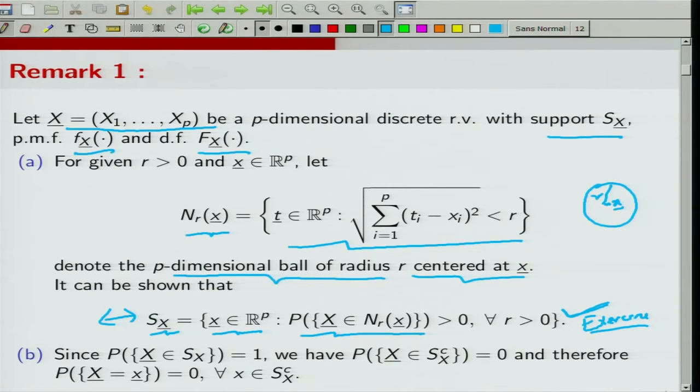Now, since probability X belonging to S_X is 1, certainly probability X belonging to S_X complement would be 0. So, that means probability that X equal to x would be 0 for every x belonging to S_X complement, because the singleton would be contained in S_X complement, and since the probability of the whole S_X complement is 0, the probability of its individual parts would be 0. So, that is a small observation.